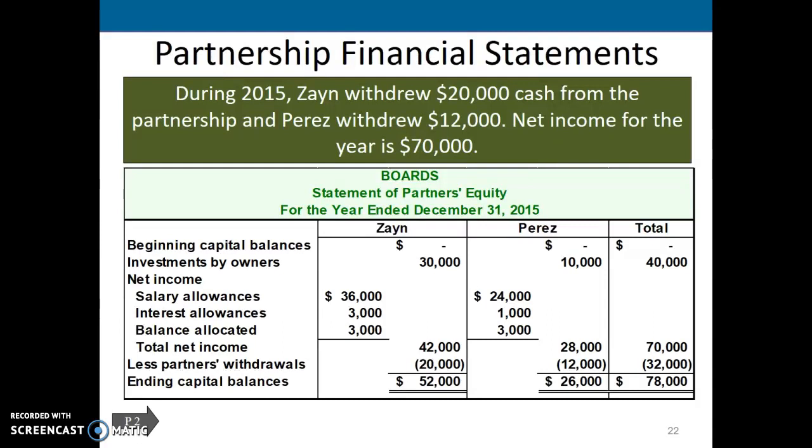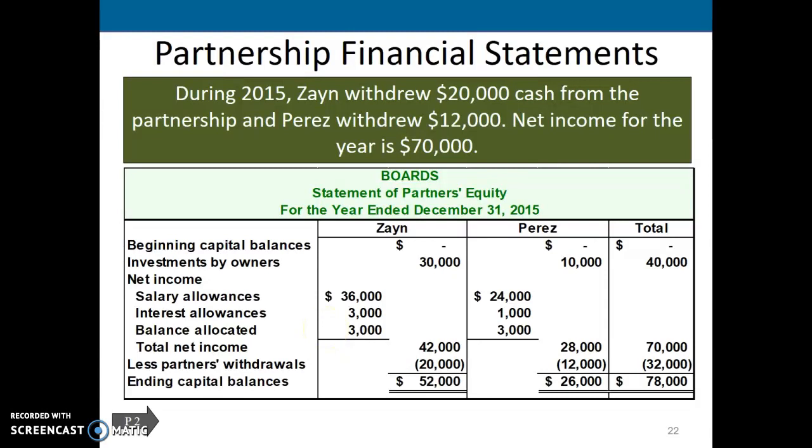In this example, we add in some additional information where it says that Zane withdrew $20,000 cash from the partnership and Perez withdrew $12,000. So that's also going to be listed, and withdrawals are going to deduct from their capital balances. So we see their capital balances decreasing by the amount they withdrew from the company. Zane withdrew $20,000, so that leaves his ending capital balance at $52,000. Perez only withdrew $12,000, so that leaves his ending capital balance at $26,000. So our overall capital balance is now going to be $78,000.